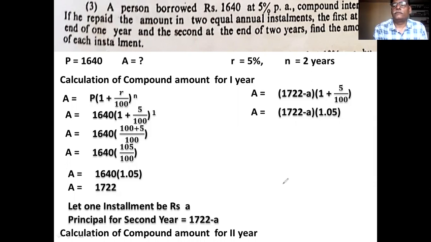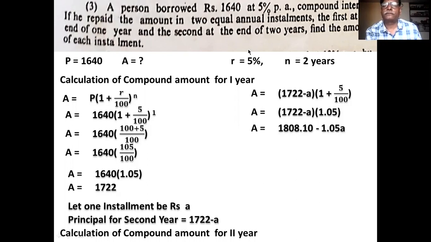If you multiply this, next step is A is equal to 1808.10. 1722 into 1.05 is equal to 1808.10. Minus sign is there, put minus. A into 1.05 is equal to 1.05A. This is the answer or amount at the end of second year.